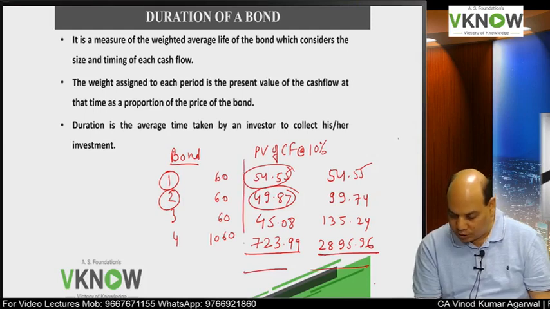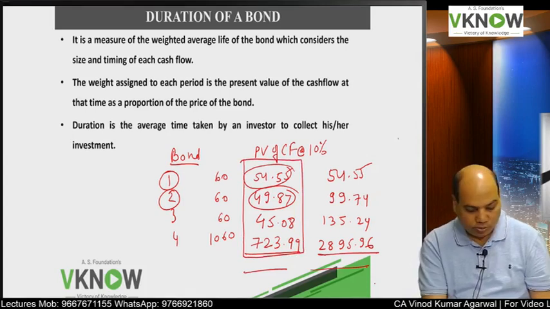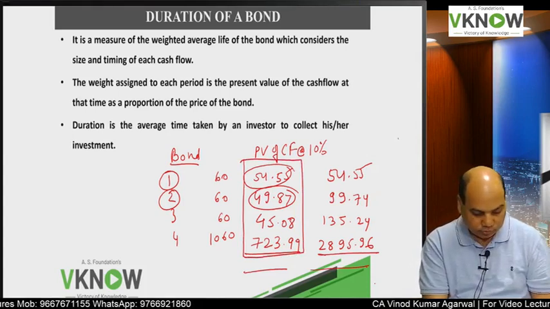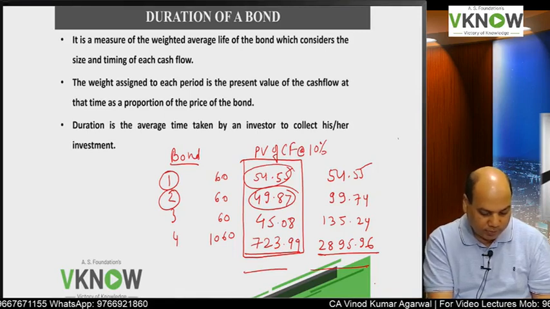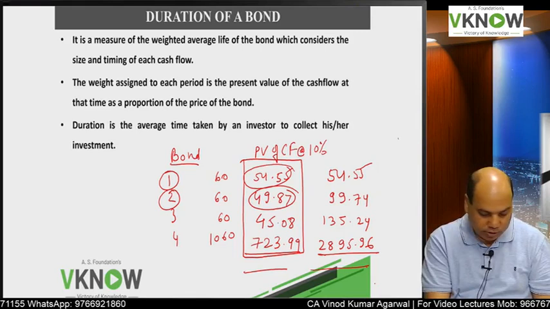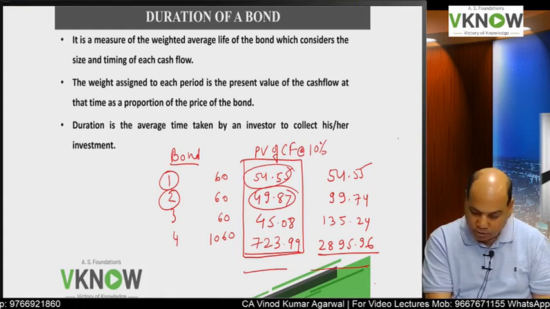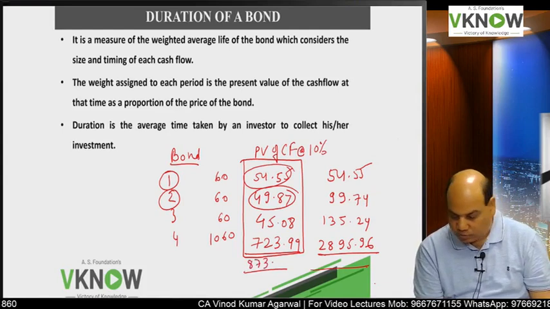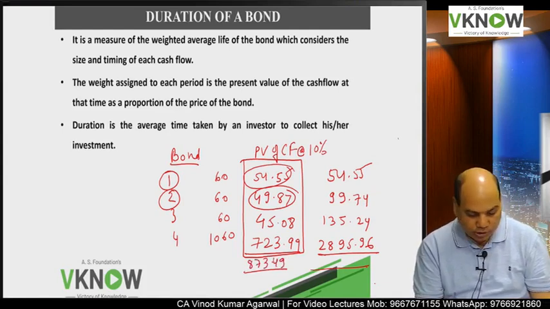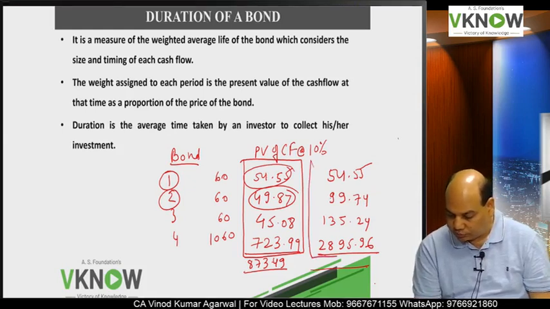Okay, so can you tell me the total of this column? 54.55 plus 49.87 plus 45.08 plus 723.99. So that is 873.49. Very good.